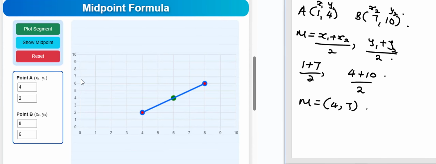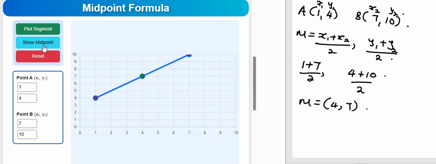Can we try in our graph and see if it will give us that midpoint? This one is 1, 4, and 7, 10. Plot the segment and show the midpoint. Yes, as you can see, on the x-axis the point is 4, and on the y-axis the point is 7. So it has given us the midpoint. So that's how we find the midpoint of a line.